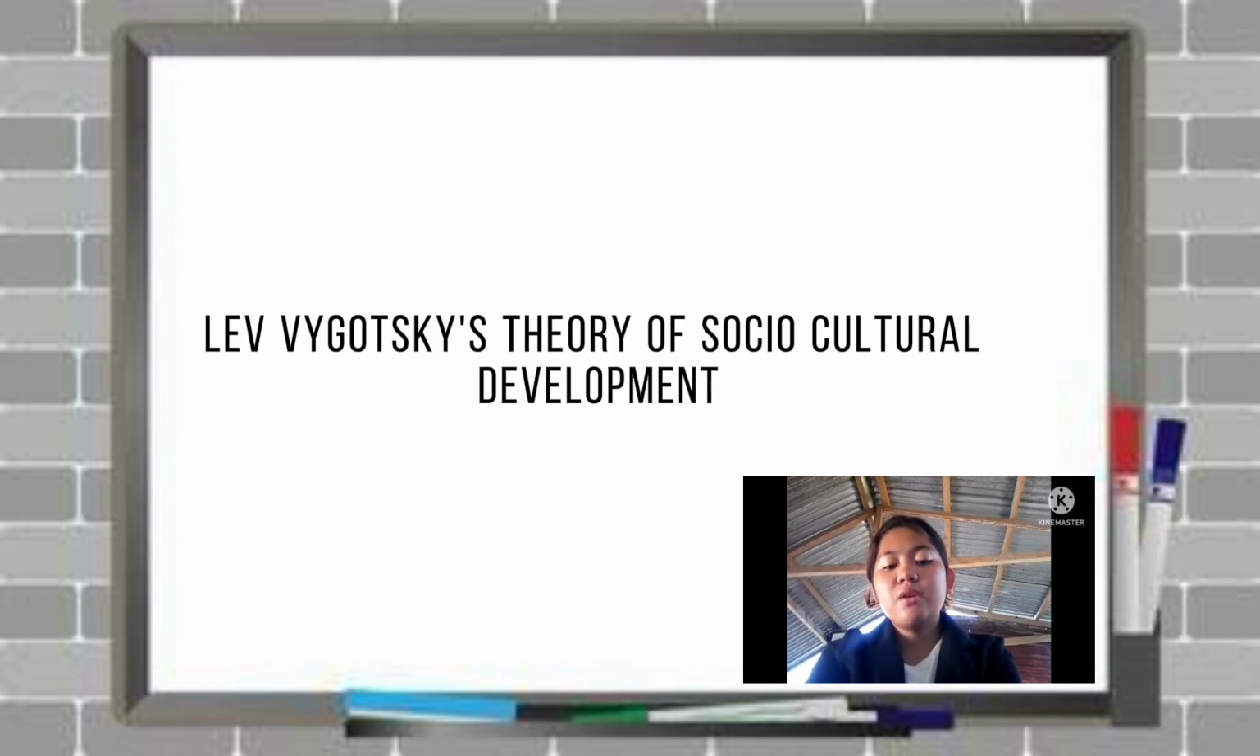Number four, Zone of Proximal Development, which ZPD stands for. This is one of Vygotsky's most important concepts. The ZPD is the gap between what a learner can do alone and what they can do with help from a teacher or more capable peer. Learning is most effective when instruction targets this zone, challenging but achievable with guidance.